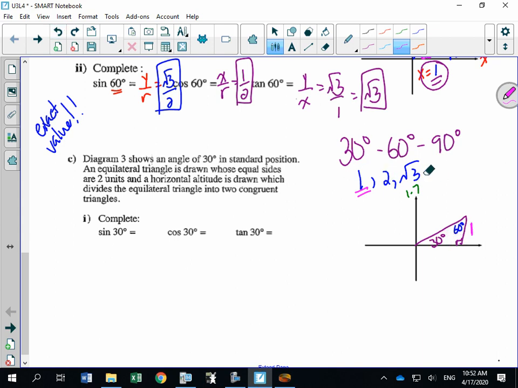So ask yourself, well, what would be the hypotenuse? What's bigger between a 2 and a 1.7? So 2. And by default, the root 3 would go there.